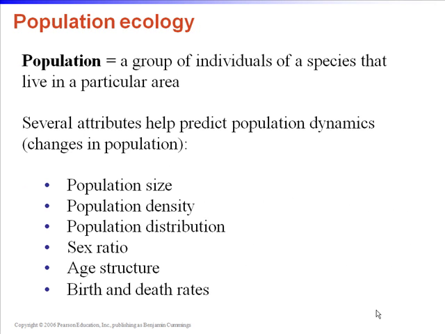All right, let's talk about population ecology a little bit. Remember, a population is a group of individuals of a species that live in a particular area, and populations exhibit characteristics that help predict their dynamics. When I say dynamics, we're talking about the changes in populations over time. First of all, population size, population density, population distribution, sex ratio, age structure, and birth and death rates. So we're going to look at these 6 characteristics in the next few slides when we're discussing population ecology.